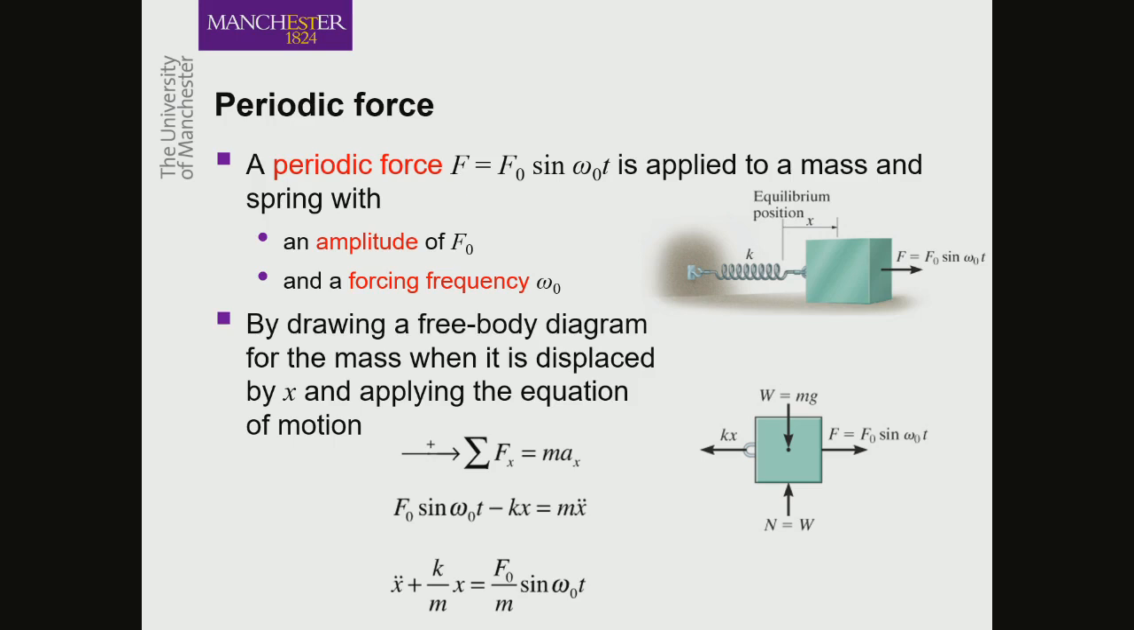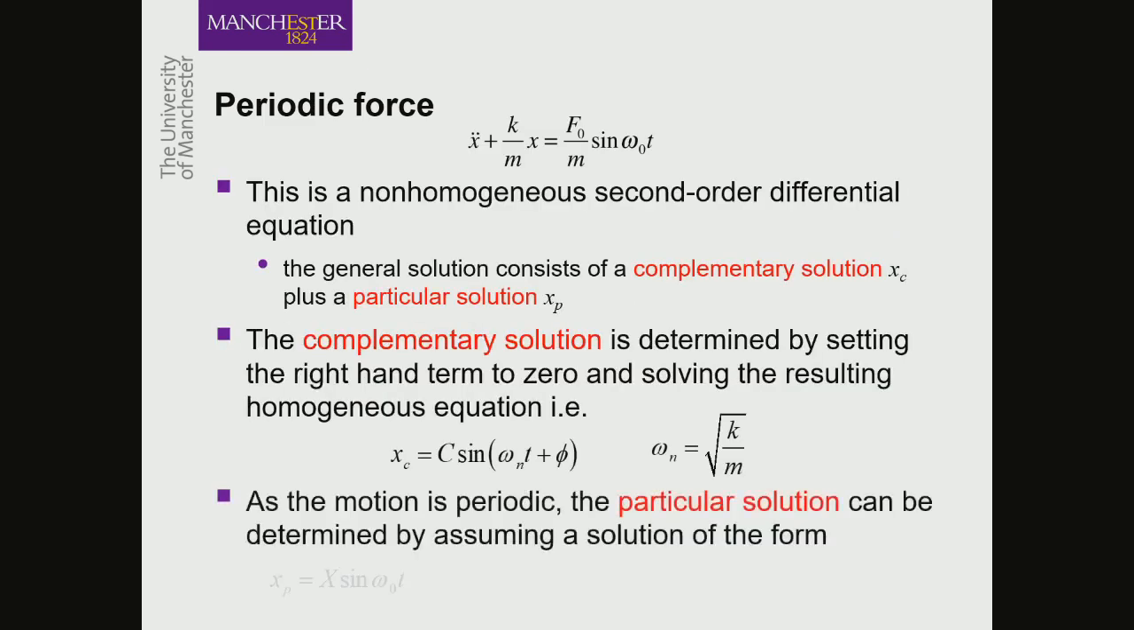So if you are applying a force like that, what would you expect this mass to do? How would it react? The mass, and its position x, XP, the particular solution, would follow this force, back and forth. So this is why, since we are applying a harmonic force to the system, you can expect the displacement of the system, XP, to follow this form.